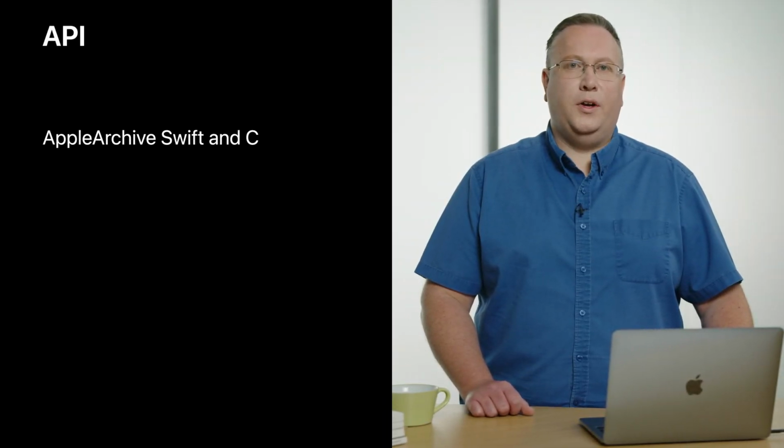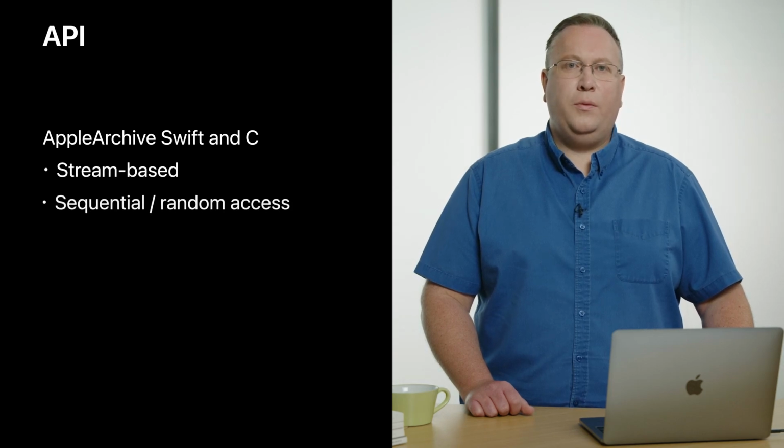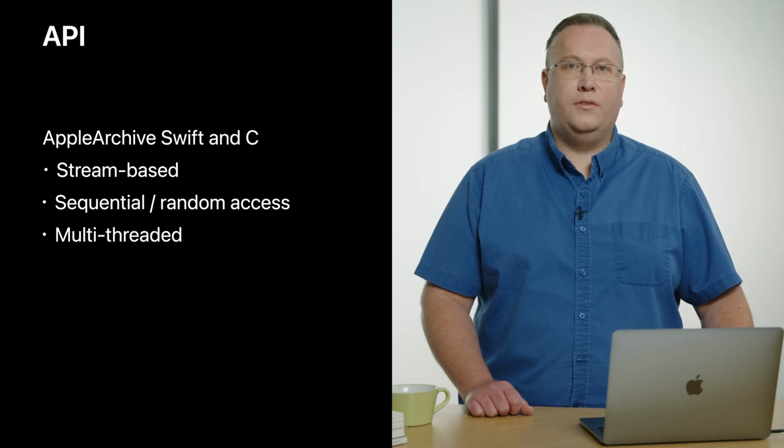There is, of course, also an API provided by the Apple Archive framework in both Swift and C. It is stream-based, allowing for both sequential and random access. Its implementation is multi-threaded for blazingly fast performance. So, let's see this API in action.